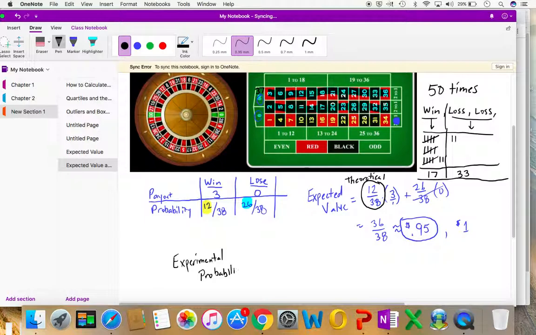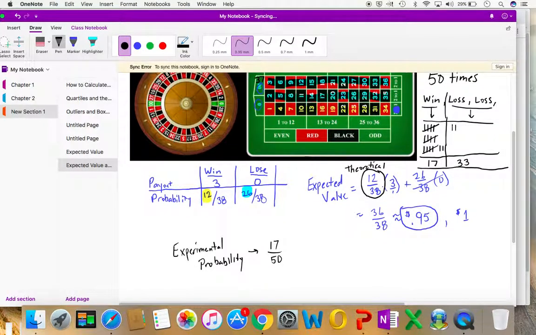is a number, again, that's based off of your experiment. In this case, experimental probability, 17 over 50 represents a win. Okay, so again, 17 over 50, let's figure that out. Well, yeah, it's 34%. Right? 17 divided by 50 gives us roughly 0.34 or 34%. So I can use this percentage now as my expected value.